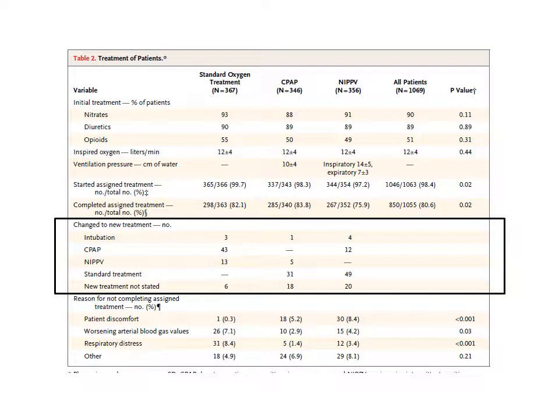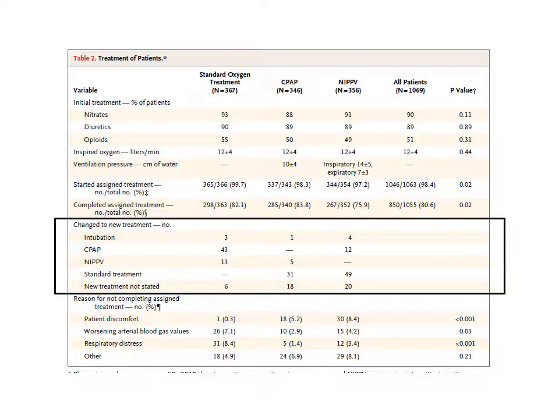Now, how do you analyze those? So it would be very, very tricky to do any analysis other than just intention to treat analysis. Again, whether that's the most optimal thing to do is something that you could argue about. You could argue that that will make standard oxygen treatment look better compared to CPAP or NIV, just because the patients got that intervention anyway.